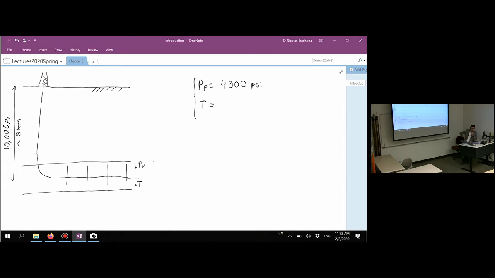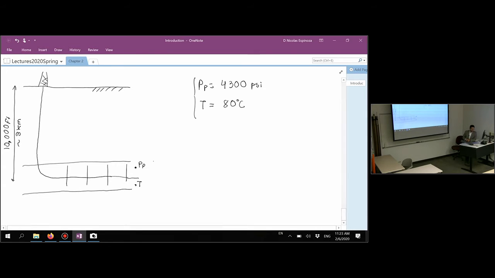I remember in SI units that the gradient is more or less 20 degrees per kilometer. So here, more or less, that will be 60, and let's consider on the surface we have 20. That will be 80 C. 80 C probably will be more than 100 F. So let's just do this for simplicity. Let's put here 80 C, okay?